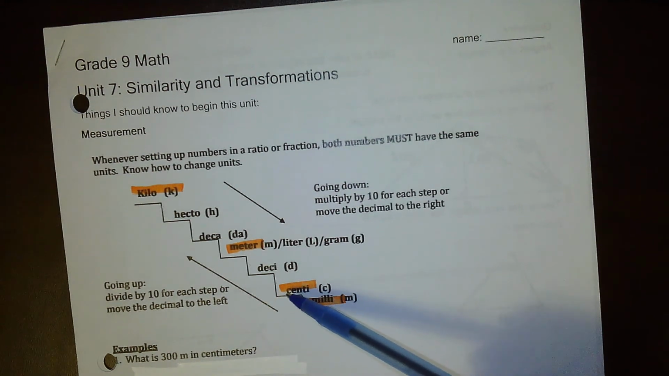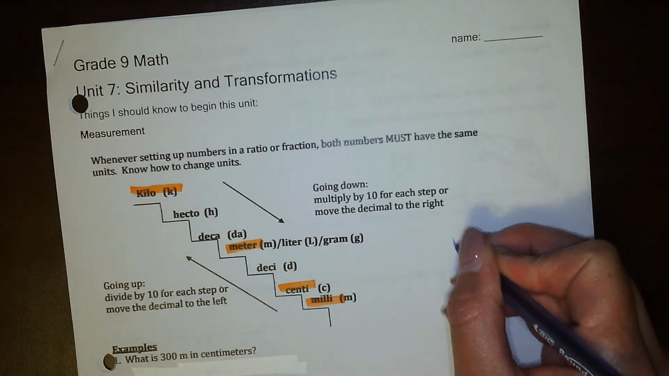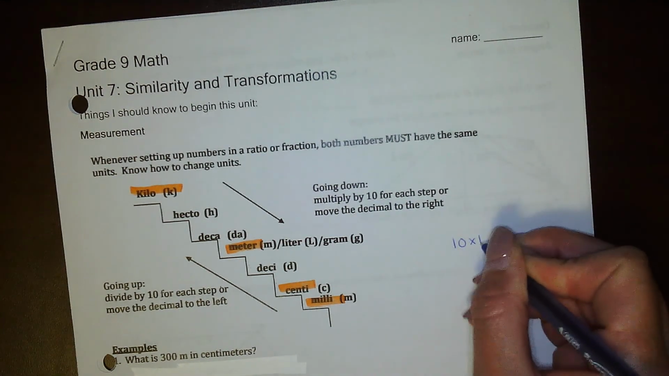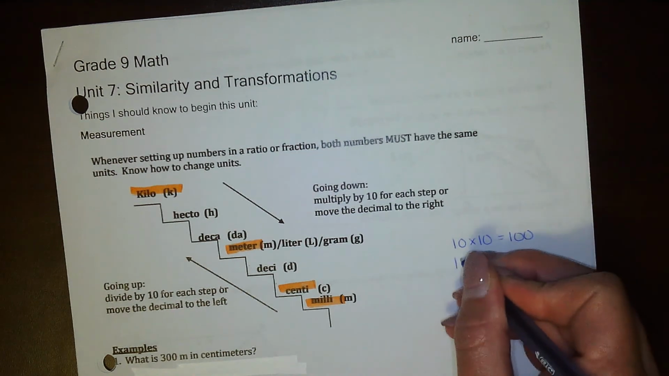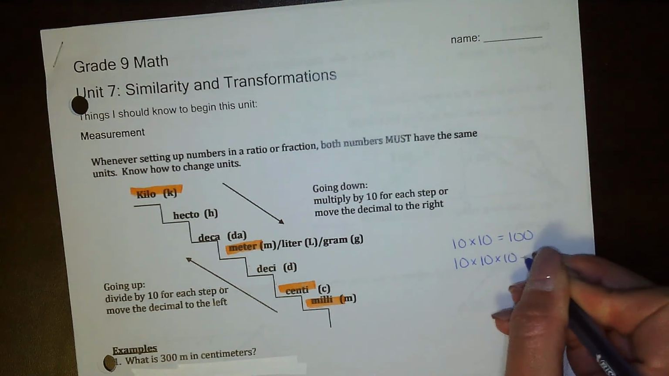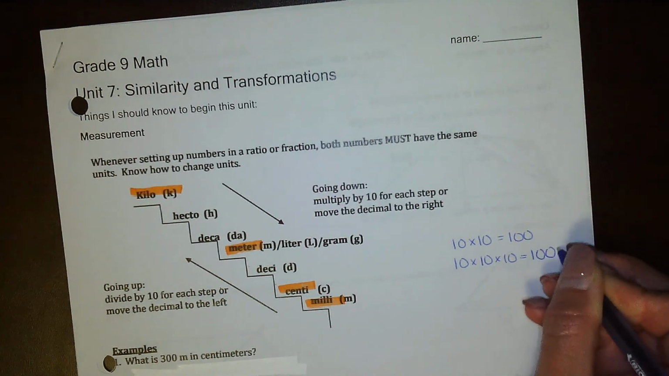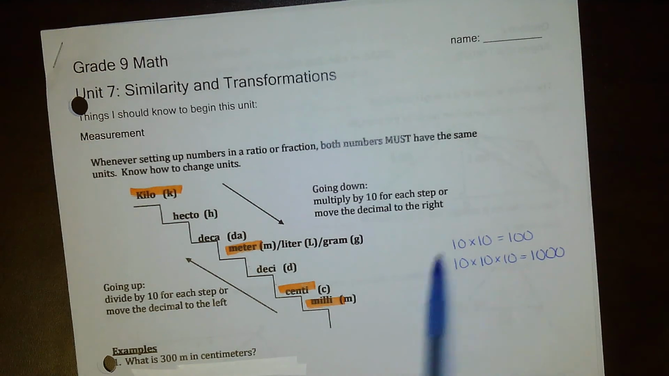So 10 times 10, I know, is 100. Or 10 times 10 times 10 is equal to 1,000. And so we do know if we're going down 1, 2, 3 steps from kilometers to meters, you would be multiplying by 1,000.